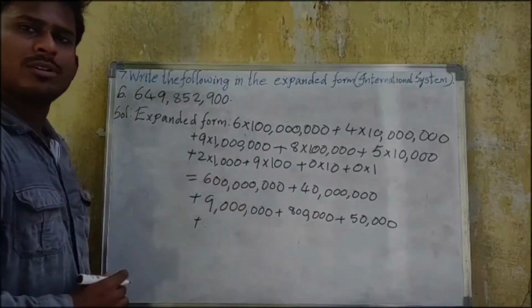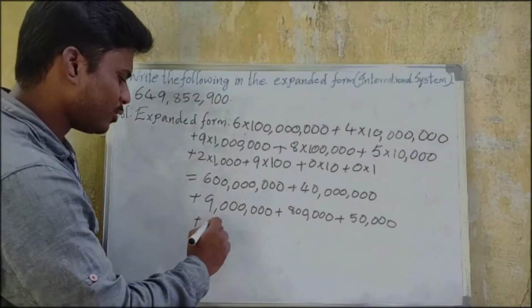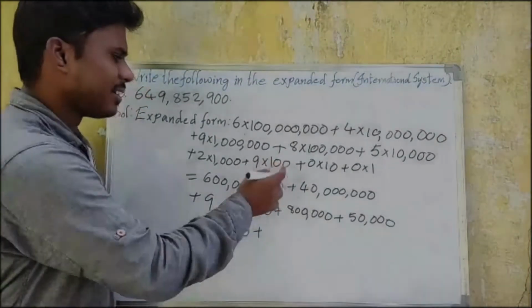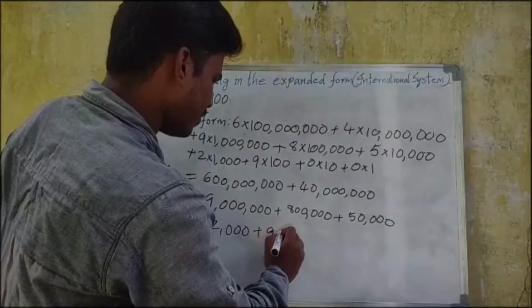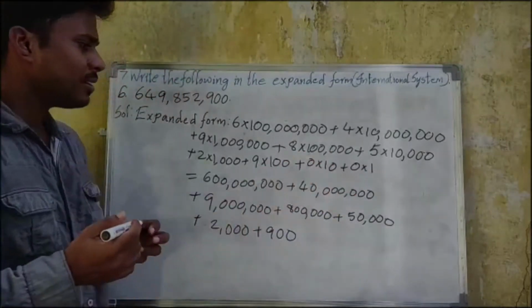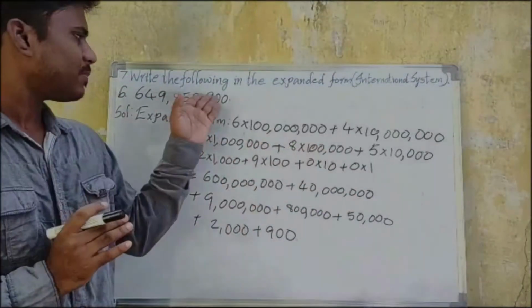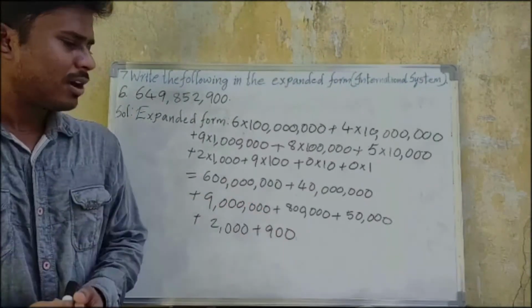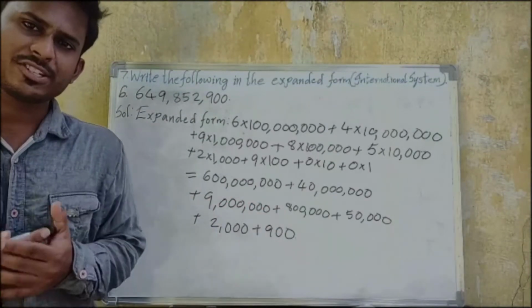Plus we have next thousands place. 2 into 1,000. 2,000. Plus in hundreds place 9. So 900. So there are digits 0 and 0 in the tens place and ones place. The place value here will be 0. So we can skip and we can stop our answer right here. So let us go for the next bit.